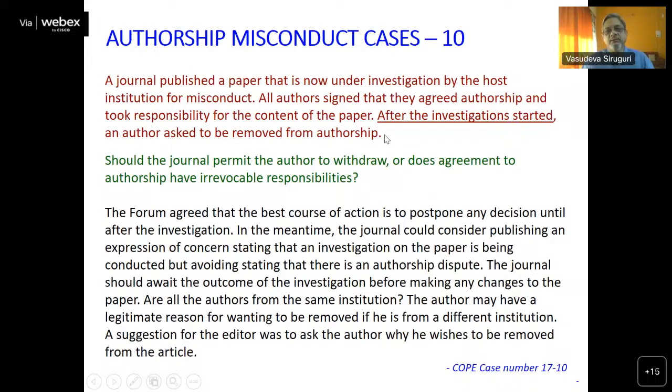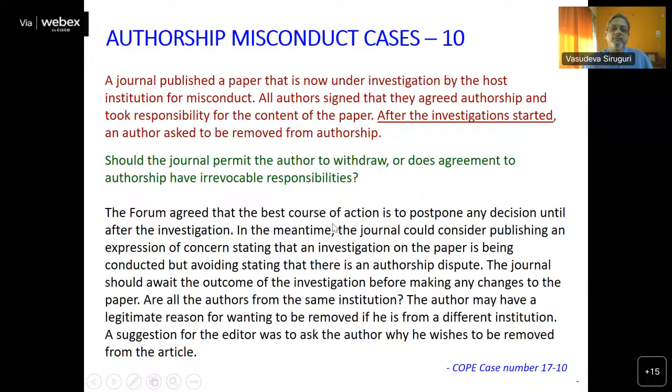You know what happened here? This fellow who had his name in the paper, if the investigation had not come about, no one would have said anything. And this fellow also would still be an author. But the moment the investigation started, this fellow said, please remove my name. Okay. So he knew that there was a problem there. So now should the journal permit the author to withdraw, or does the agreed authorship carry irrevocable responsibility?